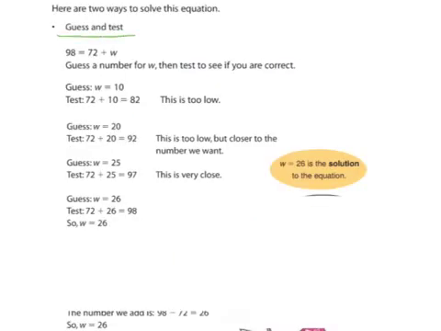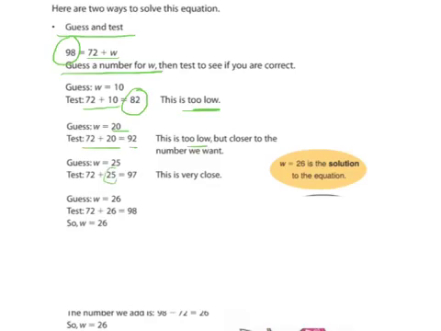So the guess and test method: 72 plus what is going to give us 98? We can guess a number of times. It doesn't have to necessarily be correct the very first time. So we could try 72 plus 10. Well, that's 82, so it's too low. I need some more, so this time I'm going to try plus 20. That's pretty close, 92, still too low.